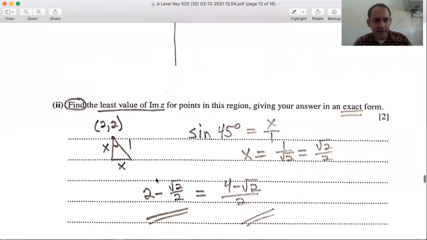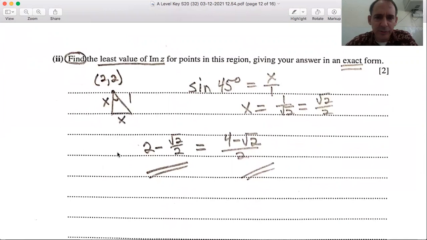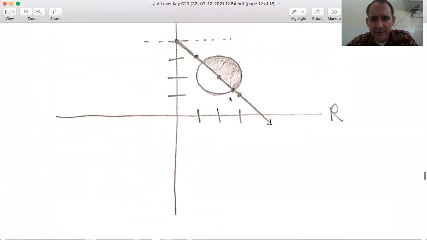Now we want to go on to part two. Find the least value of Im z, imaginary z, for points in the shaded region. So if we look at that, the lowest point in the shaded region for the imaginary axis is right here. Okay, that's the point that we want to figure out. That's the lowest point on the imaginary axis.